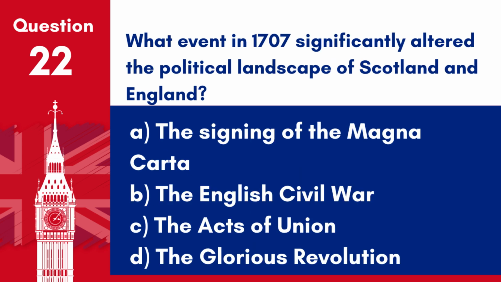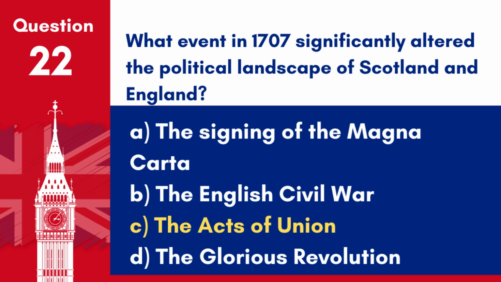Question 22. What event in 1707 significantly altered the political landscape of Scotland and England? A. The signing of the Magna Carta. B. The English Civil War. C. The Acts of Union. D. The Glorious Revolution.